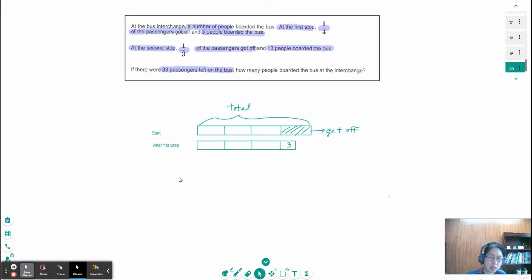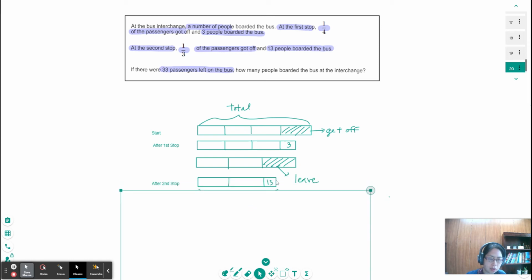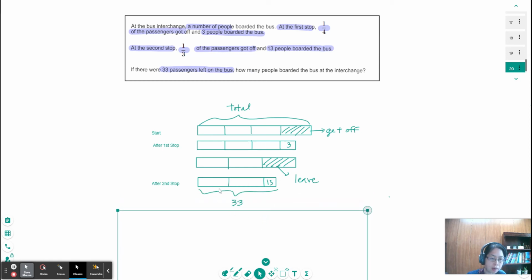All right, let's see what happens after the second stop. So at the second stop, we're going to redraw the rectangle, and this time it's 1/3 of the passengers who get off. So we divide it into 3. Notice that these are all lined up. Just tweak that a little bit to show that it's all lined up. And we've divided into 3 boxes. Now 13 people board the bus. So these are the people that leave, and 13 people get on. At the end of the story, we know that there are 13 passengers left on the bus. So it tells us this entire bar is equal to 13.